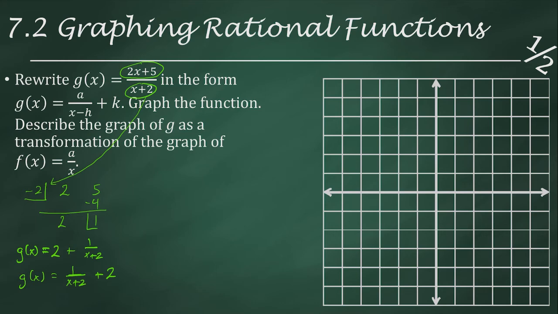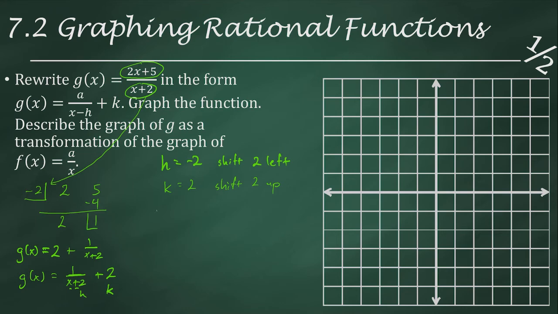And so what are our transformations? Well, this is the h. In fact, that would be a negative h. So it's x minus a negative 2. So h is negative 2, which means a shift of 2 to the left. And the k is 2, which means it's a shift 2 up.